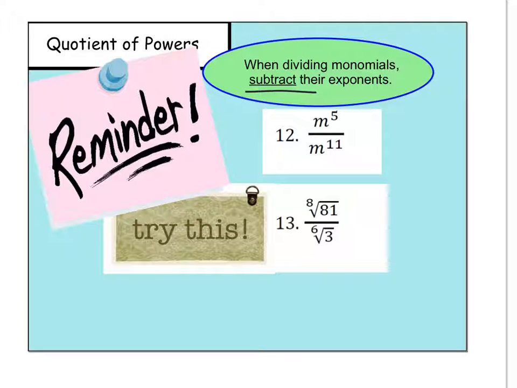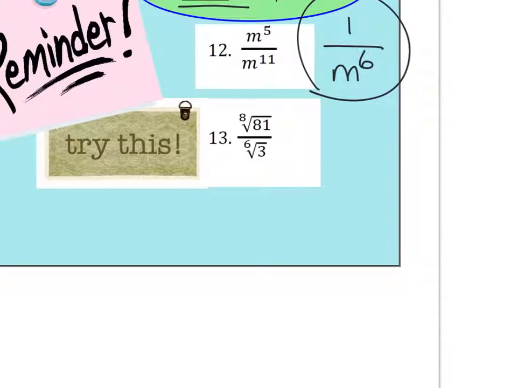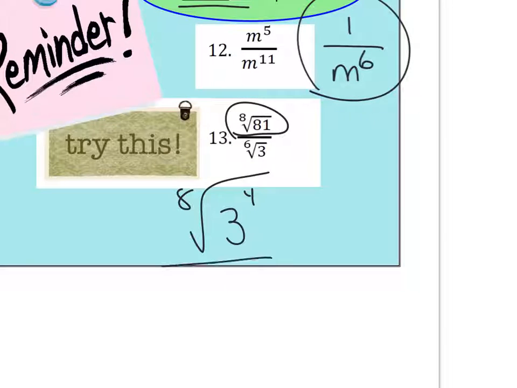And then when you're dividing, you subtract exponents, so this is going to be nothing more than 1 over m to the 6th. And when I look here, first off, before I do that, I've got to get the same thing. So 81, this would be 3 to the 4th raised to the 8th over the 6th root of 3. So if I convert that, that's going to be 3 to the 1/2.